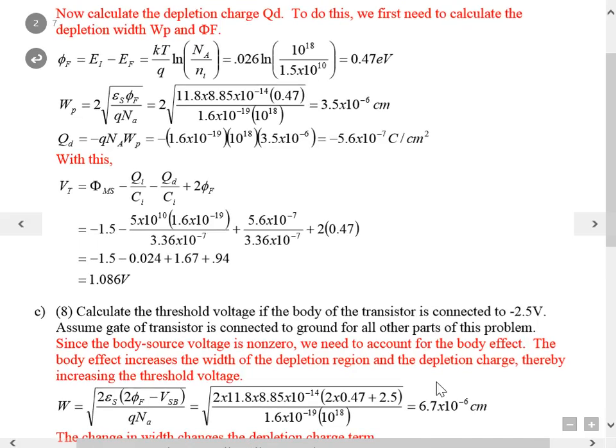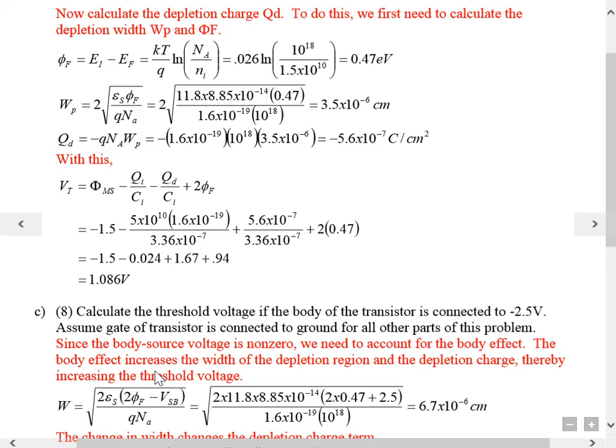So this dielectric constant is a dielectric constant for silicon. And so for silicon, you can put in 11.8 as the relative dielectric constant times 8.85 times 10 to the negative 14. That's your epsilon 0. The phi f here is the phi f that you calculated previously. And then the QNA is down here due to the substrate doping. The depletion charge, remember the units for these also. The widths will be given in centimeters. Depletion charge will be given in coulombs per centimeter squared.